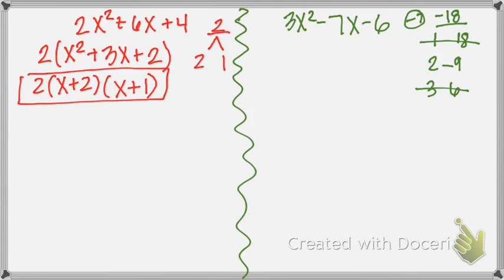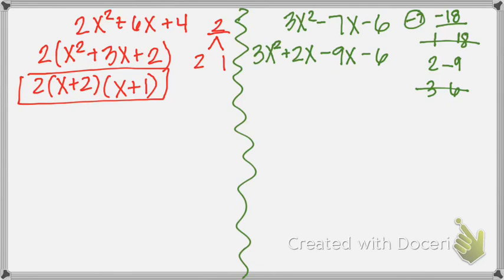Now this is where you split the middle. We're going to split our negative 7x term into 2x and negative 9x. So 3x squared plus 2x minus 9x minus 6. So you split your middle term. 2x minus 9x is still negative 7x, but we've just rewritten it. Questions so far?